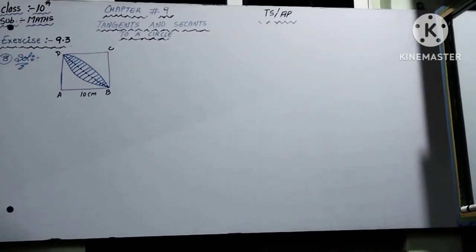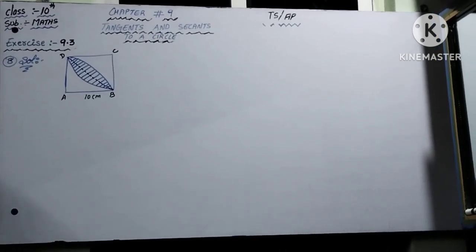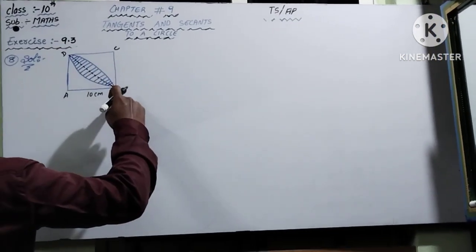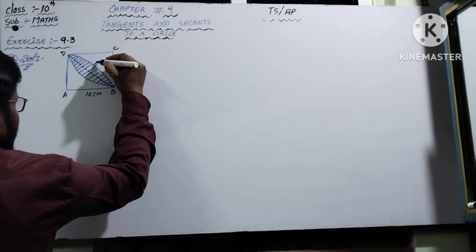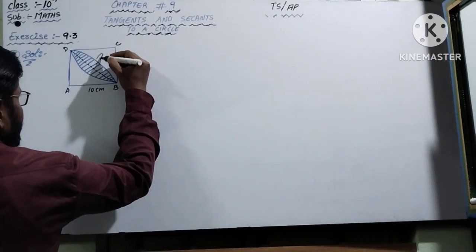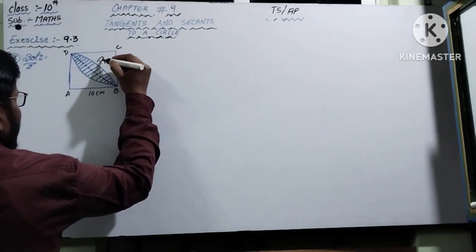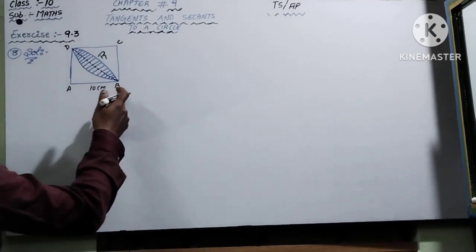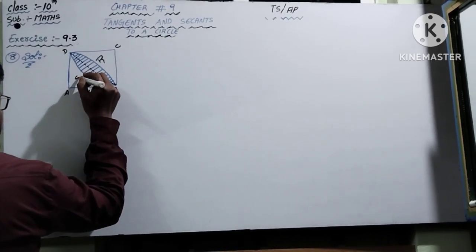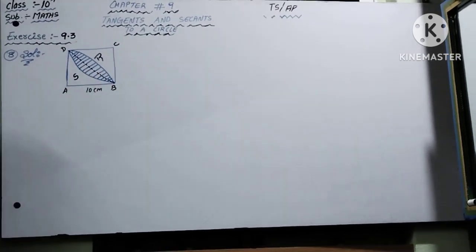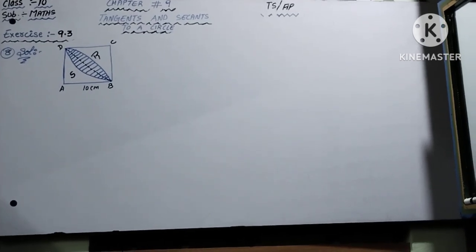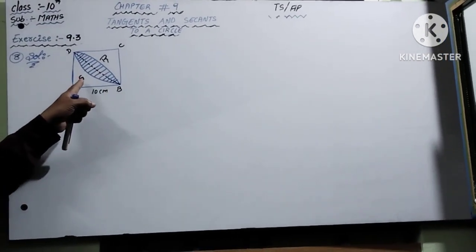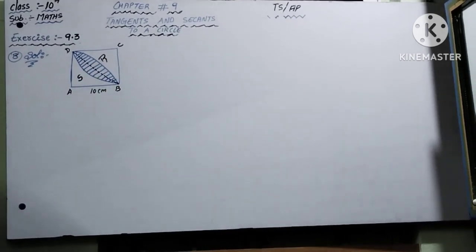Then you will get two regions, marked as two regions. Take D, B, C as region R. I have taken this region as R. Then D, A, B, take this region as S. I converted this square into two regions. The first region is S, the second region is R.